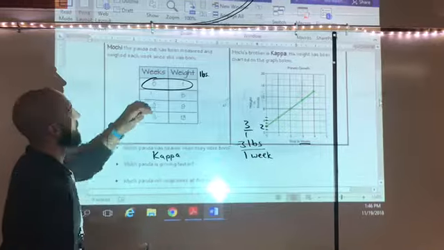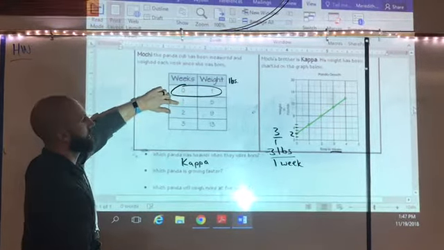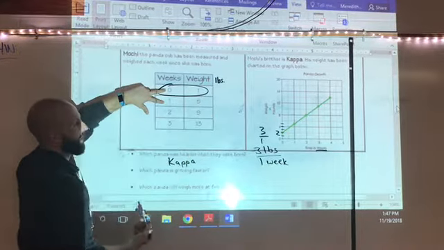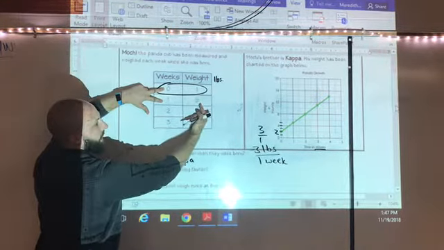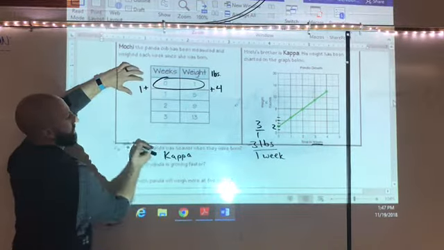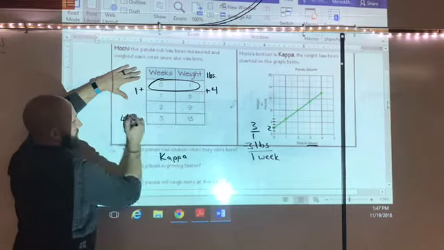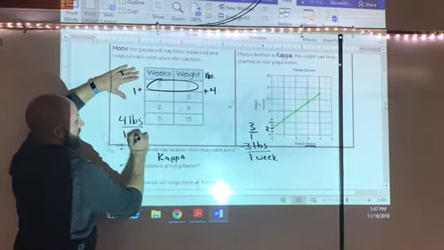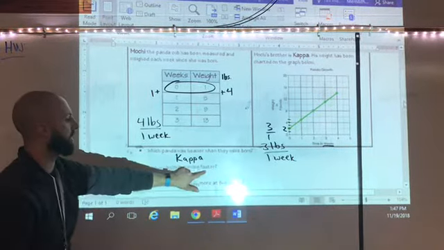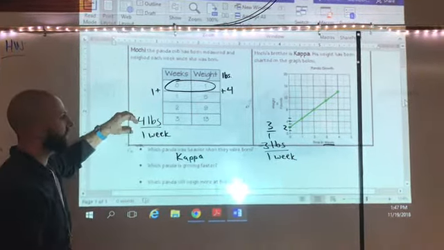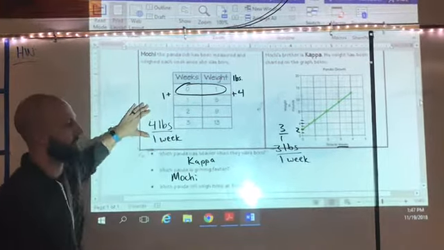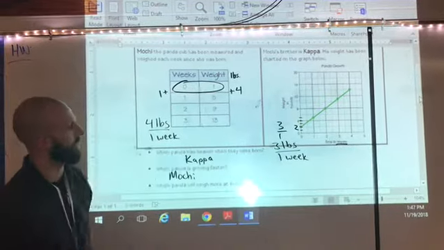Okay. Over here, you should be able to see in 1 week how many pounds were gained. In this case, from 1 to 5, they gained 4 pounds in 1 week. So 4 pounds in 1 week. Right now you can compare the two. Which panda is growing faster? This is 4 pounds a week, so Mochi is growing faster than the 3 pounds a week, which is Kappa.